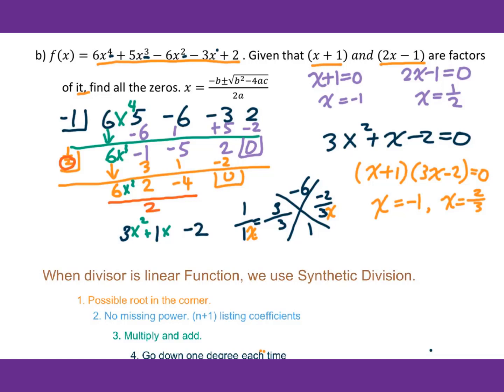All the zeros. This is negative 1 as x1, 1 half. We get negative 1 again, then it's 2 over 3. Therefore, you can write down x1 equals negative 1, x2 equals 1 half, x3 equals 2 over 3. For negative 1, that's a multiplicity of 2. 1 half is a multiplicity of 1. This is a multiplicity of 1.